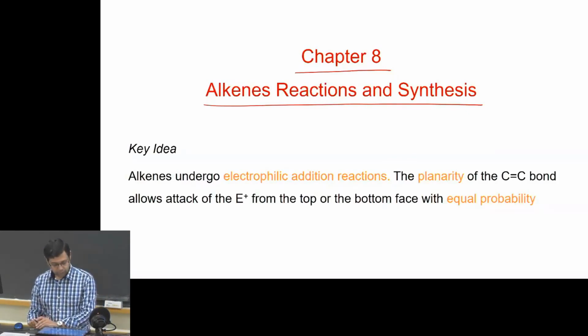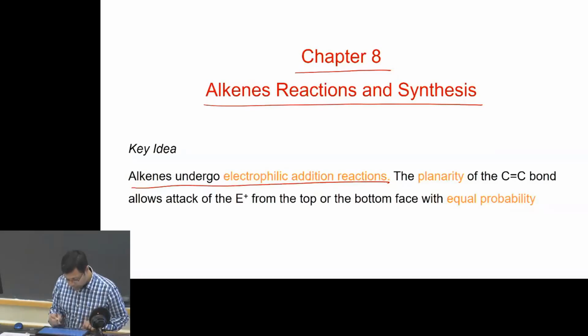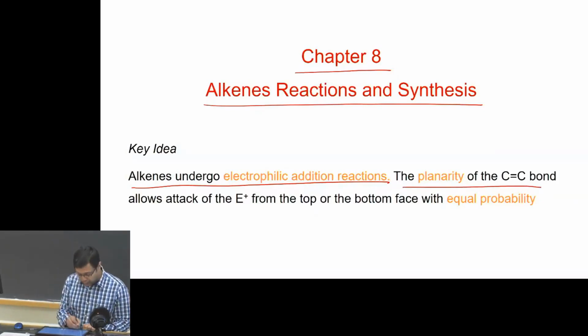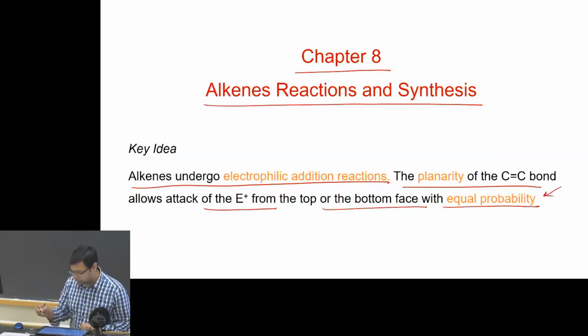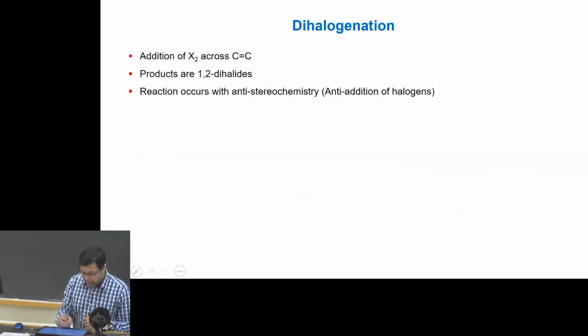All right. The key idea of this chapter is that alkenes undergo electrophilic addition reactions and the planarity of the carbon-carbon bond allows attack of the electrophile from the top or the bottom face with equal probability. Right? You'll understand what this statement means as we take some examples. Right? So let's begin by taking a look at the dihalogenation reaction of alkenes.